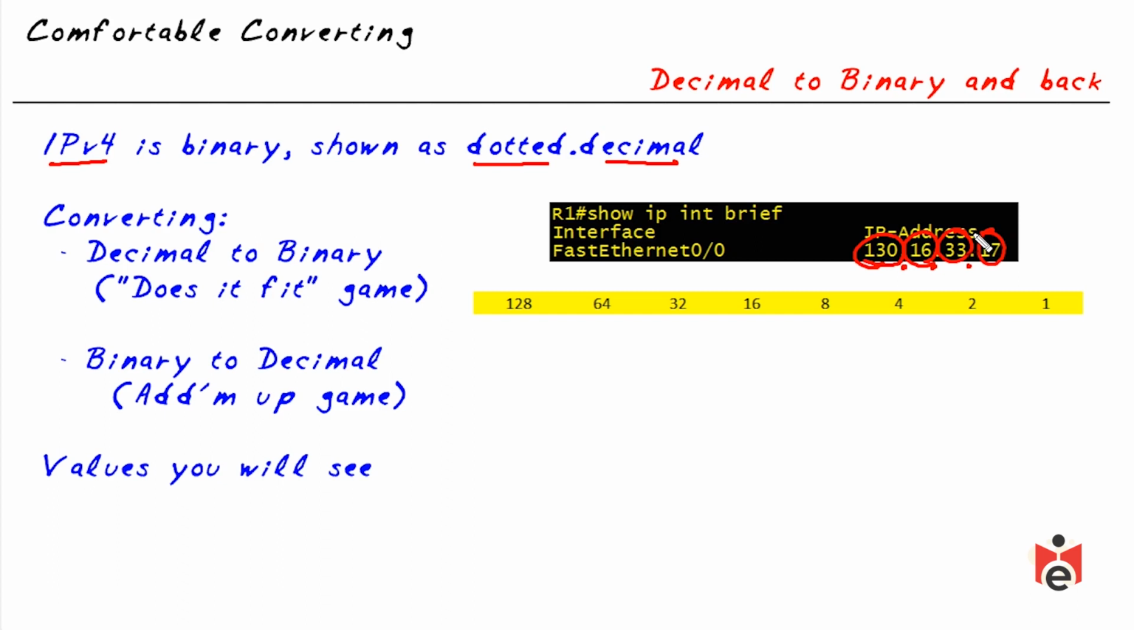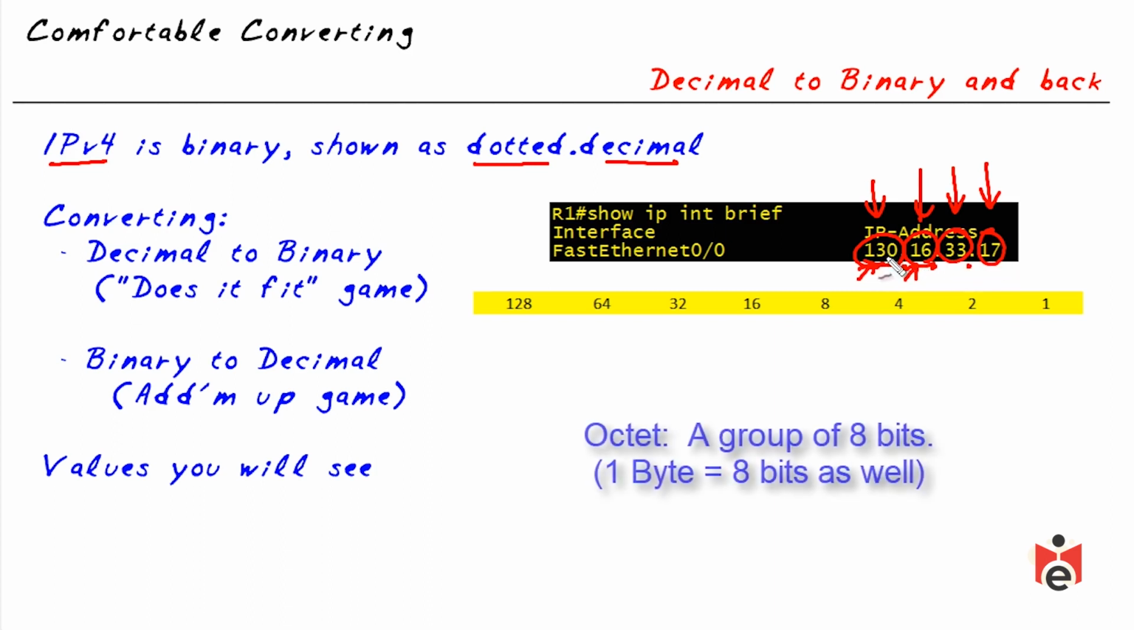What's really going on behind the scenes is that each one of these numbers represents 1 byte of data, 8 bits, which go into 1 byte of data. So each of these numbers, 130, 16, 33, and 17, sometimes these numbers are referred to as an octet. And an octet is nothing more than 8 bits that are all represented together in the same grouping. So whether you want to call this first number the first number, or the first byte, or the first octet, all of those mean the same thing.